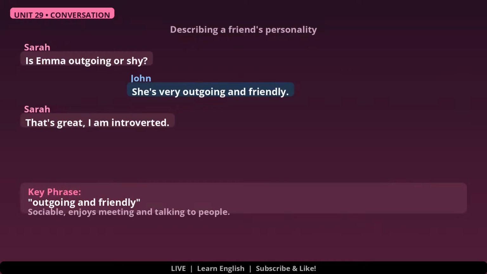Let's hear how people talk. Situation. Describing a friend's personality. Sarah says, "Is Emma outgoing or shy?" John says, "She's very outgoing and friendly." Sarah says, "That's great, I am introverted." The key phrase is outgoing and friendly. It means sociable, enjoys meeting and talking to people.